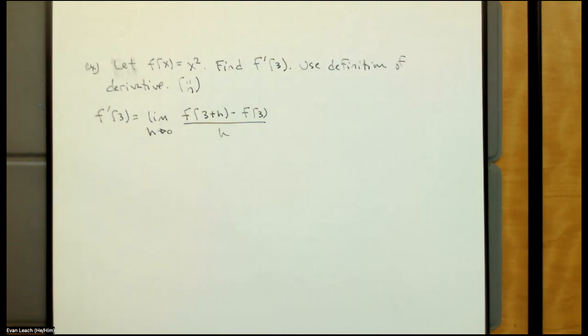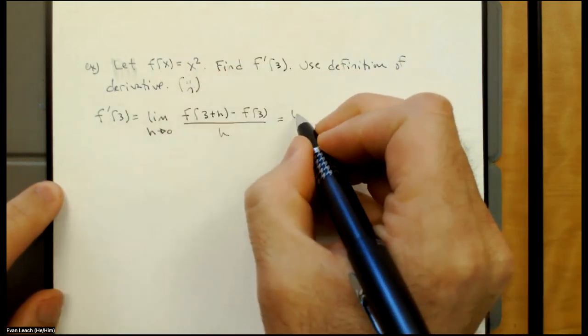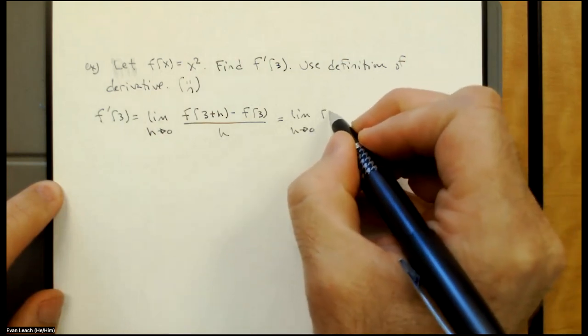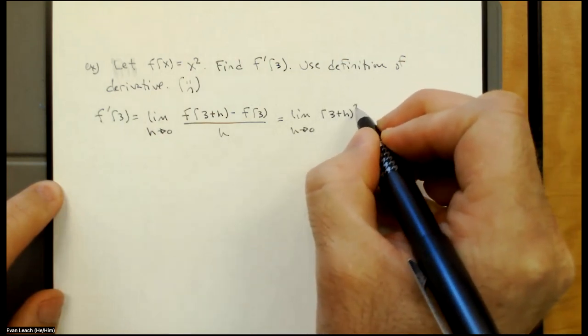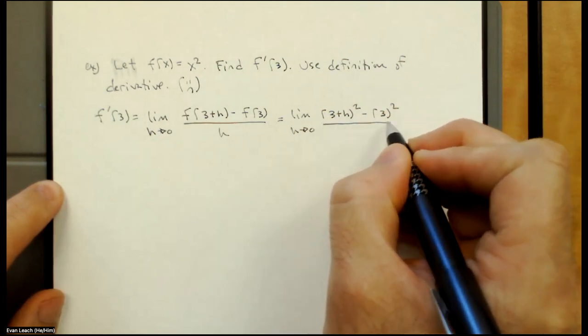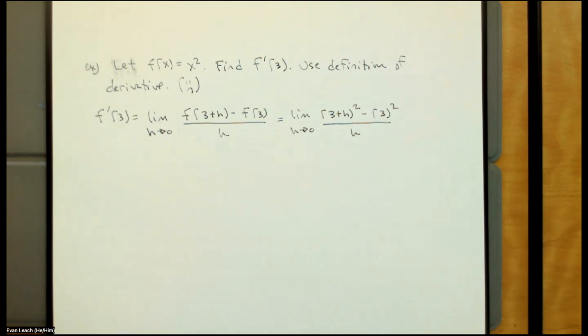Let's write down what the function is. The function is x squared. So I want the limit as h goes to 0 of (3 plus h) squared minus 3 squared, because that's what the function is. F of x is x squared. F of 3 plus h is the square of the sum of 3 and h. It sounds so bad when you have to say it, but it's not very.